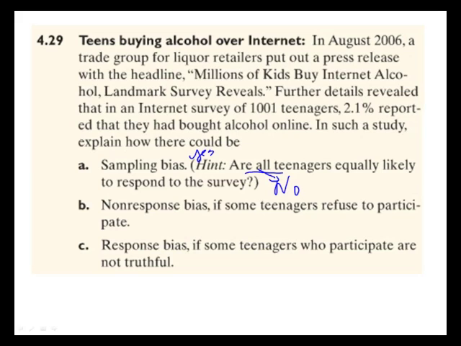Non-response bias. So do you think there are teenagers who are likely to not respond to the online survey? Yeah, definitely. Either because their parents are maybe monitoring all of their internet activity, or they don't want to stop the booze from coming. Yeah. So response bias, do you think some people might have responded untruthfully? So, yes. So all 3 types of bias in this study. And again, just an example of how bias can enter into studies like these.